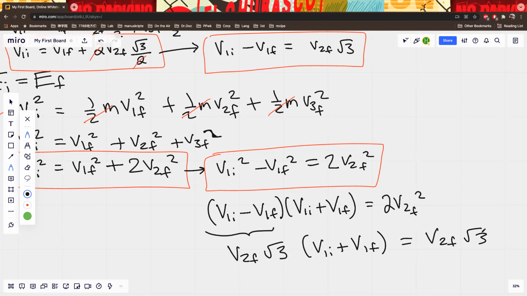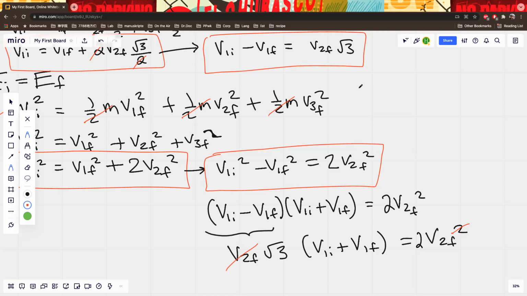Oh, what am I thinking? I'm doing that wrong. That's 2 times v2f squared, right? And now I have a v2f in 2 different places, so I don't have a square anymore, because I divide both sides by v2f, so I lose this v2f and I lose this square. Right. Okay. So I wonder if that helps.